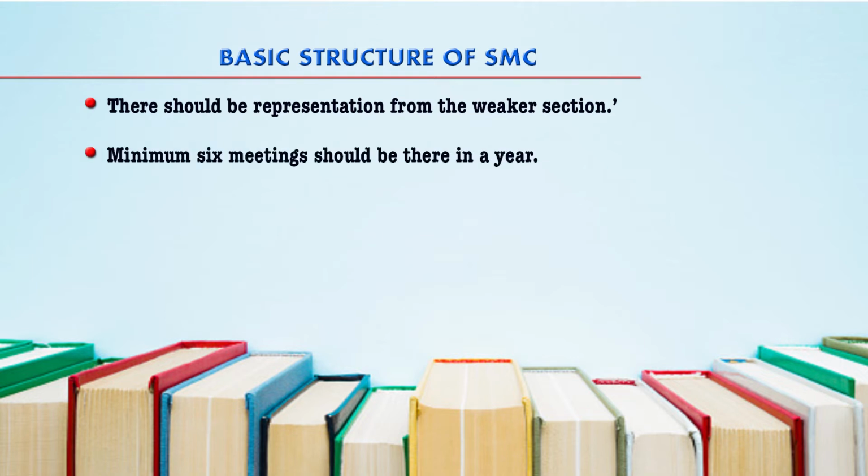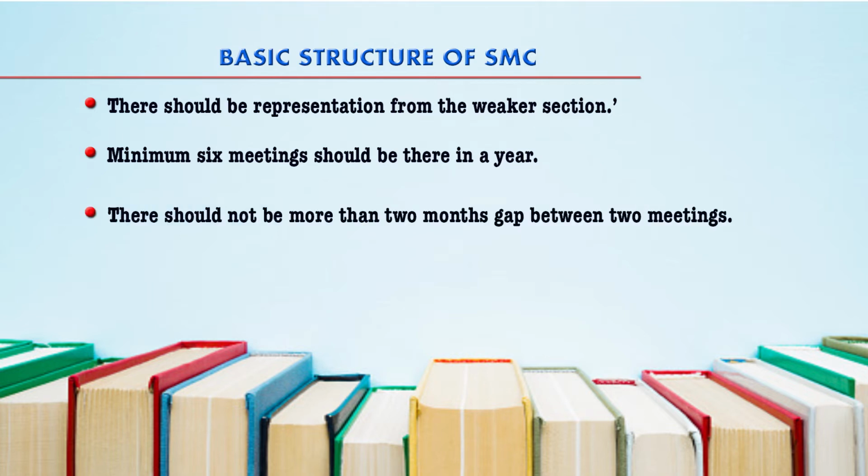Then further, a minimum of 6 meetings should be held in a year. This has been specified: in a year the SMC will conduct at least 6 meetings, and there should not be more than 2 months gap between two meetings. It means at least in 2 months there should be one meeting. Accordingly, in a year 6 meetings should be conducted. So this is the basic structure of the school management committee.